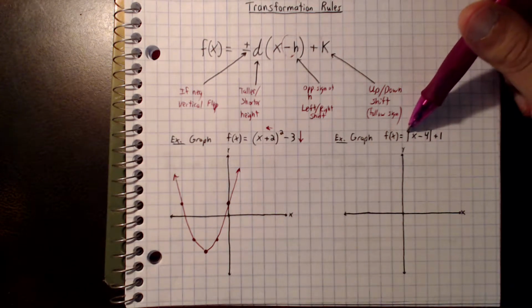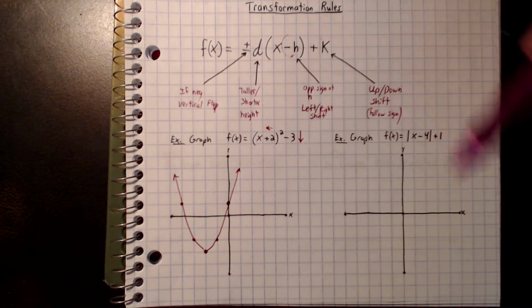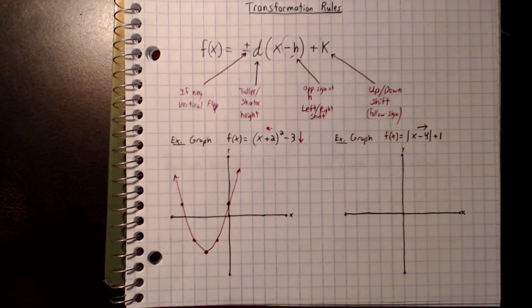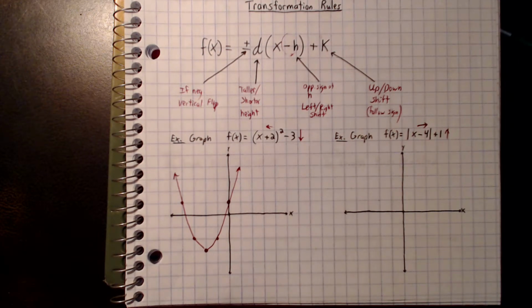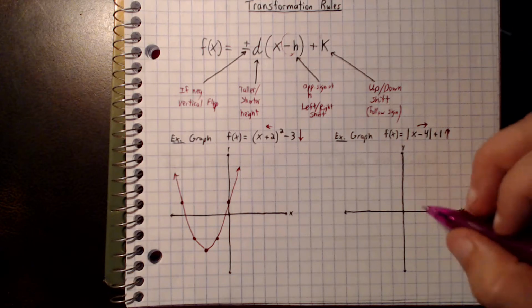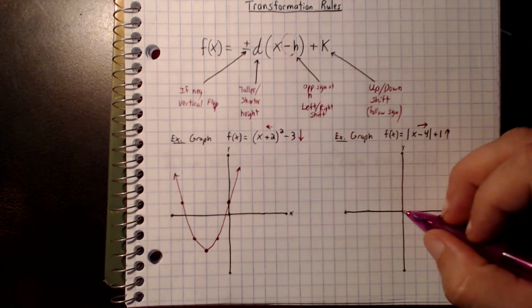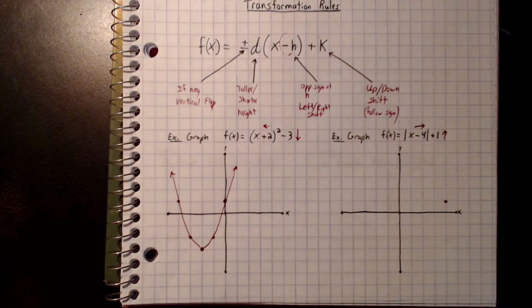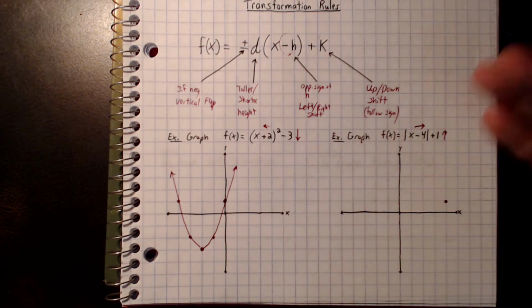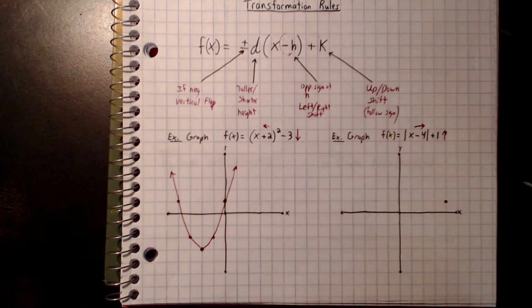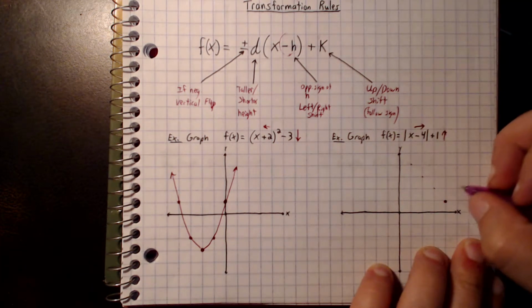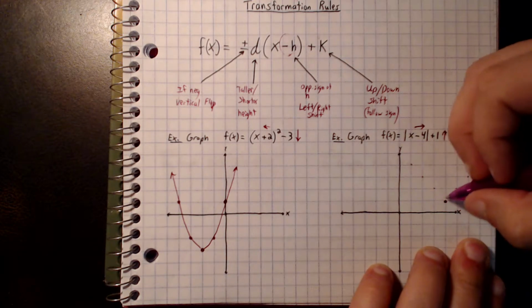Because I don't have any kind of scalar multiplier, and I don't have anything flipping it, so it should still be a V. This tells us to go positive 4 because you go opposite the direction, and this tells us to go up 1 because outside you go with the sign. So I want to take my vertex, which was here, and move it 4 over and 1 up. There's no flipping, and it's not getting any taller or shorter, so it should still be going through the diagonals this way, and then through the diagonals that way.